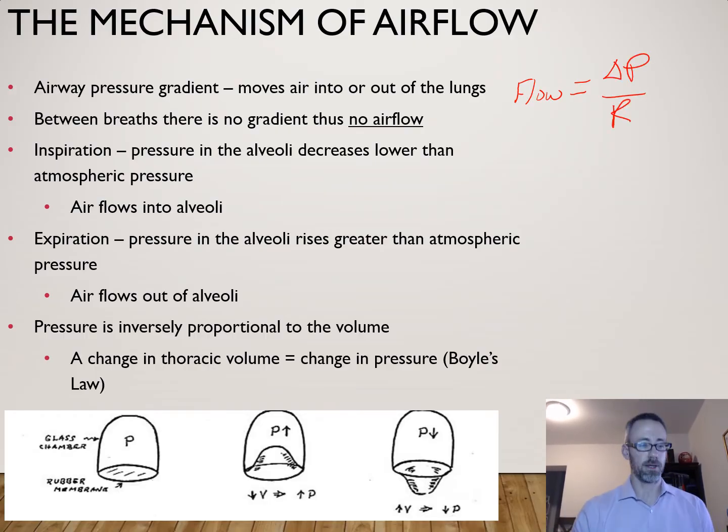The delta P is the difference in pressure. Again, air is going to flow down its pressure gradient, just like blood did. And R is the resistance to the flow of air, and we'll talk about that. The resistance to the flow of air is very similar to the resistance of the flow of blood in terms of the diameter of the airways, the viscosity of the air versus the viscosity of the blood, and so on. So it follows a very similar pattern. Again, the airway pressure gradient moves air into or out of the lungs.